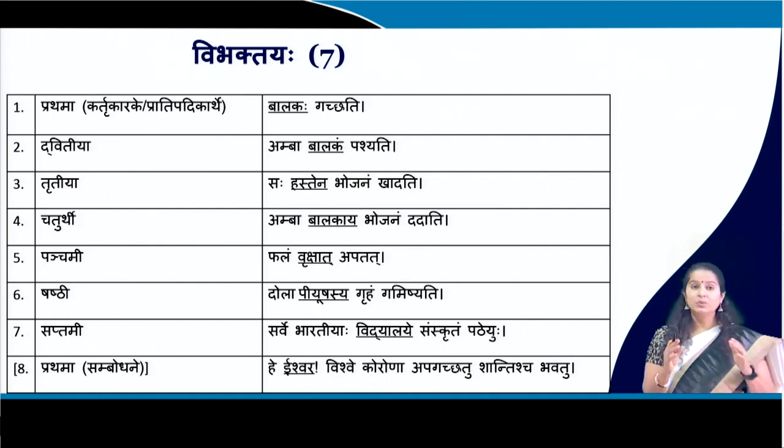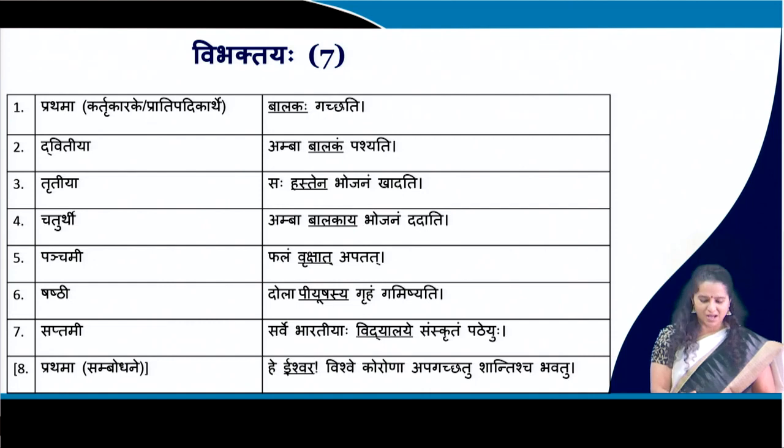The second one, dvitiya. So here it is the second or the karma karakam. So what happens? Amba balakam pashyati, seeing. What is the most desirous object of her sight or of her seeing? It is the balaka, and therefore balakam gets the karma sanya or the karma karakam.